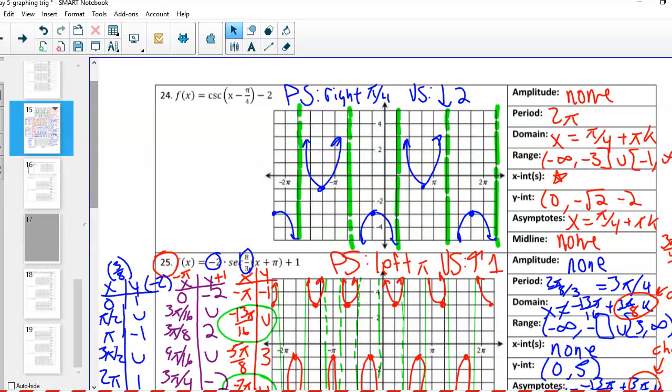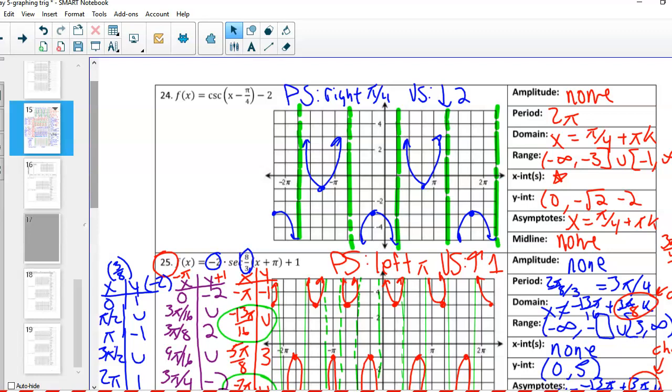24. This one was shifted right pi over 4 and down 2. So wherever your asymptotes were for cosecant, they were at all of your multiples of pi: 0, pi, 2 pi, negative pi, negative 2 pi. So if it was shifted right pi over 4, instead of being at 0, it's now at pi over 4. Instead of being at negative pi, it's now at negative 3 pi over 4, and so on and so forth. Count the spaces in between, do another asymptote.